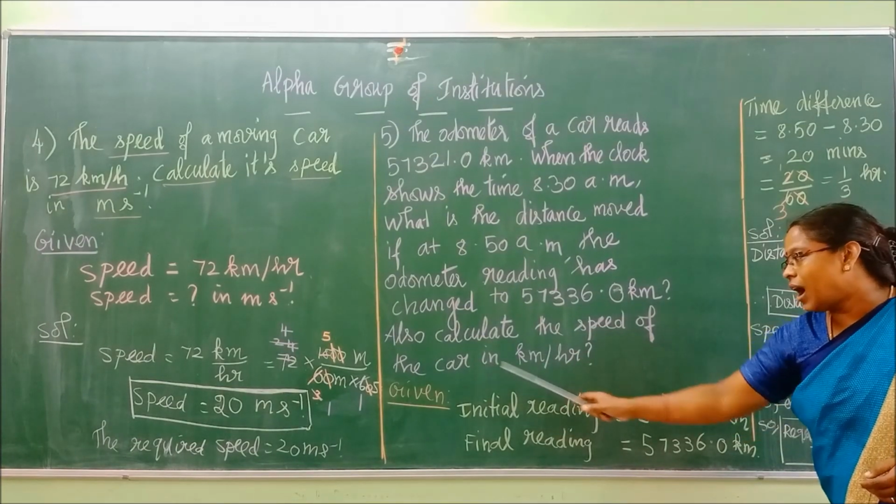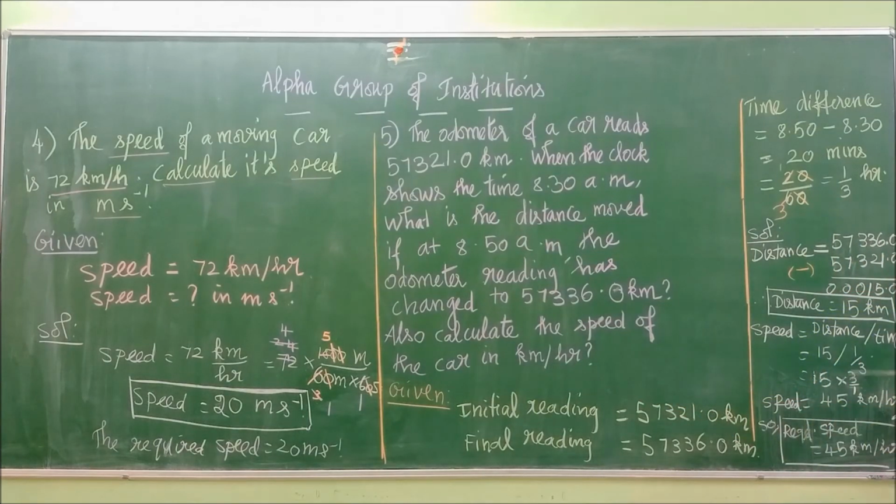Now what is the formula? They have asked the speed of the car in kilometer per hour. So distance is 15 divided by what is the time? 1 by 3. One number divided by a fraction, as in the previous sum we did two sums back, right? So multiply it by the reciprocal. 15 into 3 by 1. So what is the answer? 45 kilometer. 15 into 3 you will get 45 kilometer per hour. So the required speed is 45 kilometer per hour.